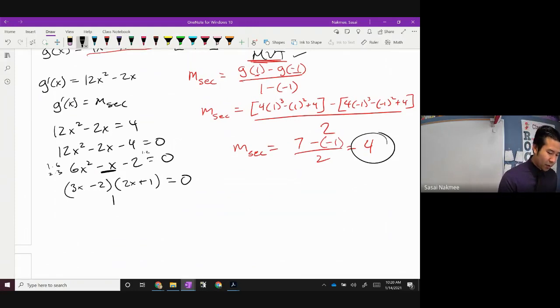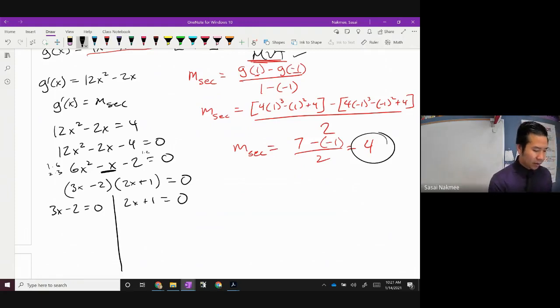Anyways, using the zero product property to solve this, 3x minus 2 is equal to 0, and 2x plus 1 is equal to 0. Go ahead and finish this off and solve this. I'm going to have this over here as 3x is equal to 2, so x is equal to 2/3. Over here, I have 2x is equal to negative 1, and I end up with x is equal to negative 1/2.